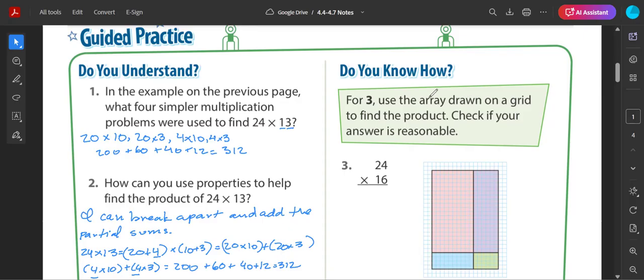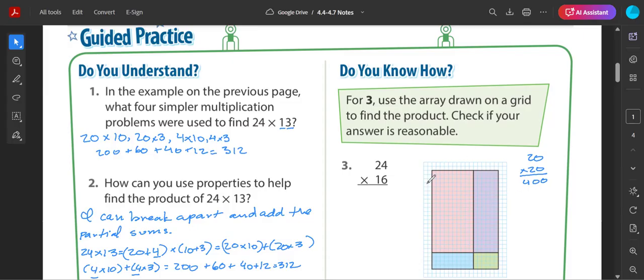For number 3, this equation might look a little bit familiar. Use the array drawn on a grid to find the product. Check if your answer is reasonable. Of course, that means you have to estimate. So looking at 24, I can change that into 20, and 16, I can change that into 15. I can even change that into 20 as well. And so it should be close to 400.